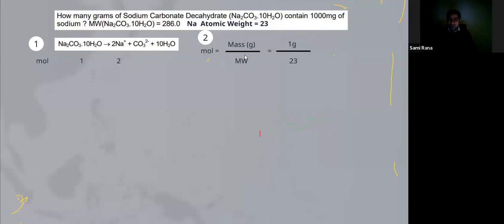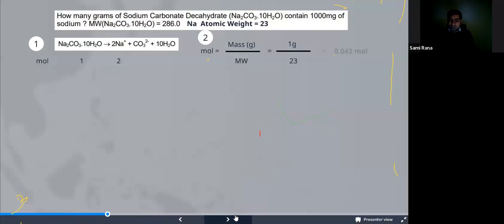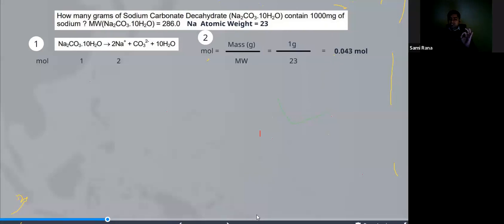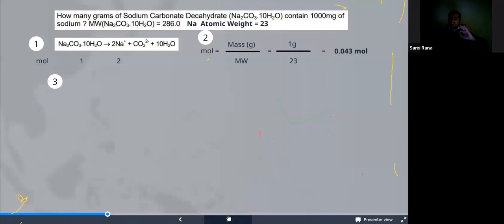For the whole molecule we use the term molecular weight. When there is only one element, we say atomic weight. These are the same things. So we will put 23 here. This is going to give us an answer that there are 0.043 moles of sodium. Okay, with this step done, we will go on to the third step, which is simple cross multiplication.